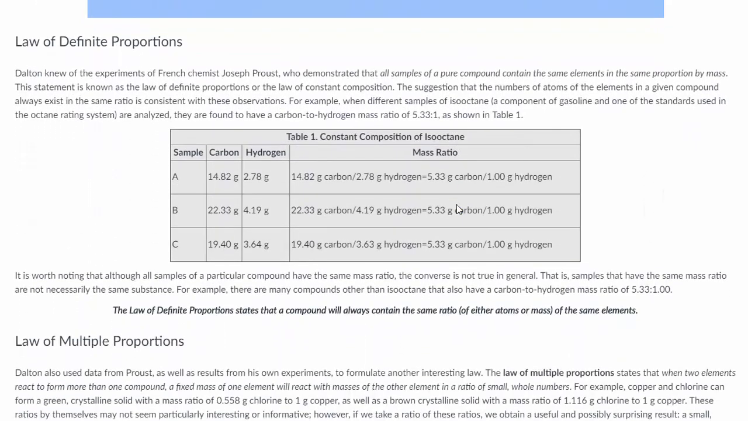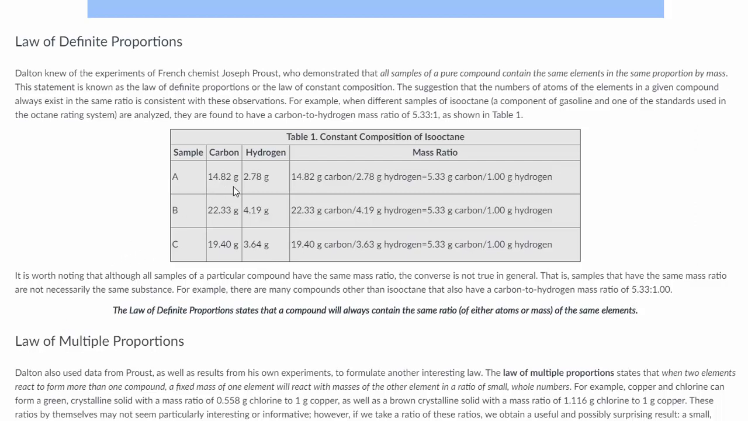Now, the law of definite proportions and the law of multiple proportions. There are an awful lot of words here and they can get confusing, but it's easier to show you with some numbers. The law of definite proportions states that a compound will always contain the same ratio of either atoms or masses of the same elements. And this is why H2O, which is water, is going to be water regardless of where you are in the universe. Two H's combined with one oxygen is water. That's the law of definite proportions.